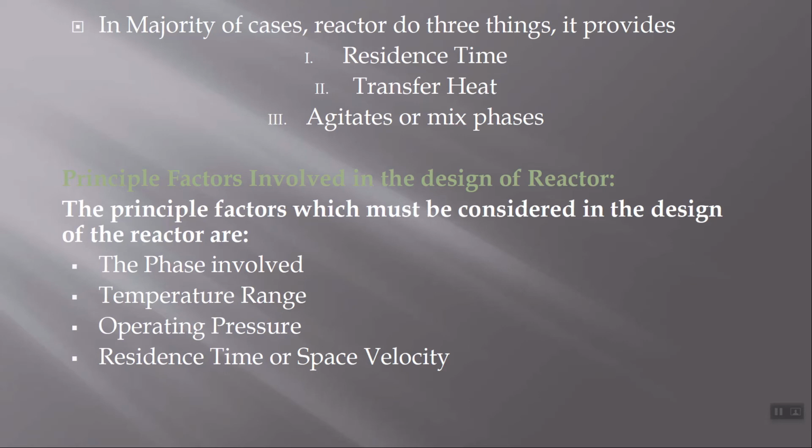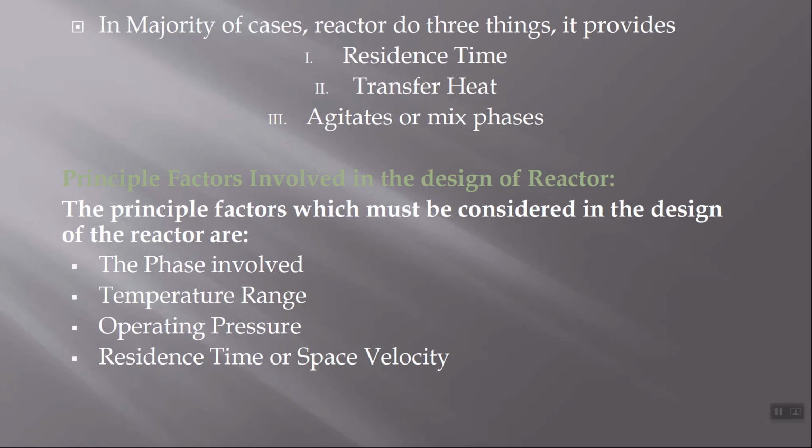And we must know what the optimal temperature range for this reaction is. If we do not operate at the optimal temperature range, the yield will be very low, and we have another limitation. We cannot increase the temperature as much as we want because the structure of the reactor and catalyst pellets will be destroyed at very high temperatures. So adjusting the temperature range is another important factor.